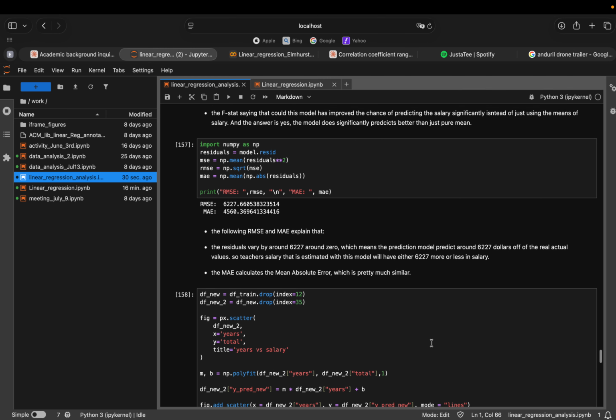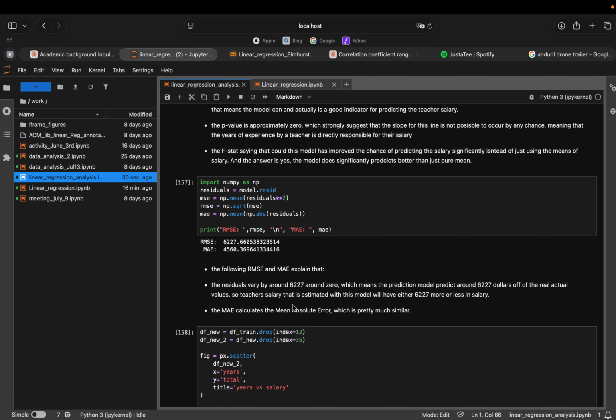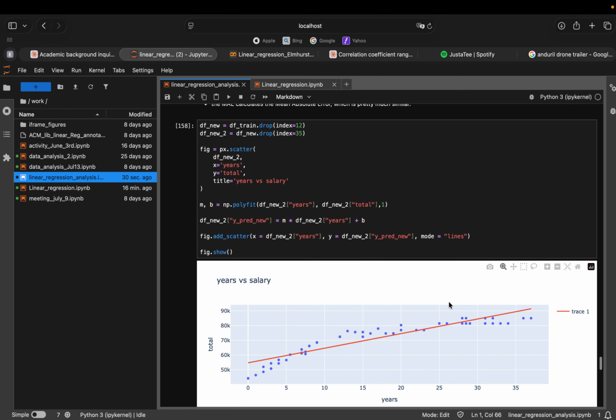And I also did the RMSE and MAE. So the residuals can vary by around $6,227. So this means that the teacher salary that is estimated with this model will have either $6,227 more or less in salary.